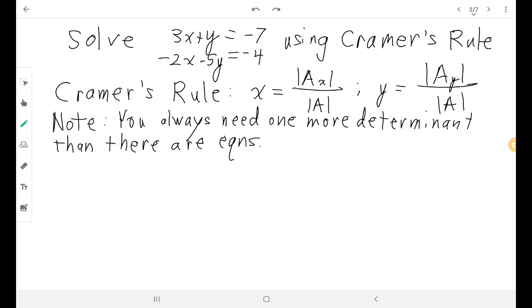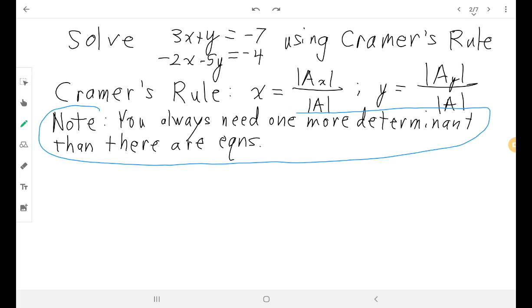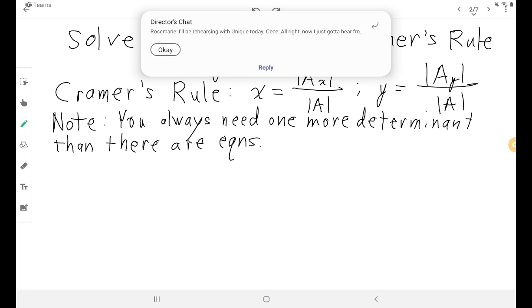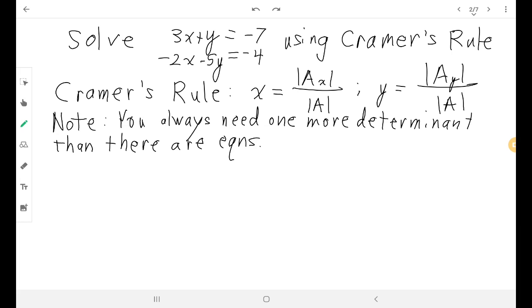So another note, and something that you'll need for the quiz for this section, is that you always need one more determinant than the number of equations that you have. So, for example, up here, I have 2 equations, so I'm going to need 3 determinants: the determinant of A, and then an A sub x, and an A sub y. So let's talk about how to get all that.